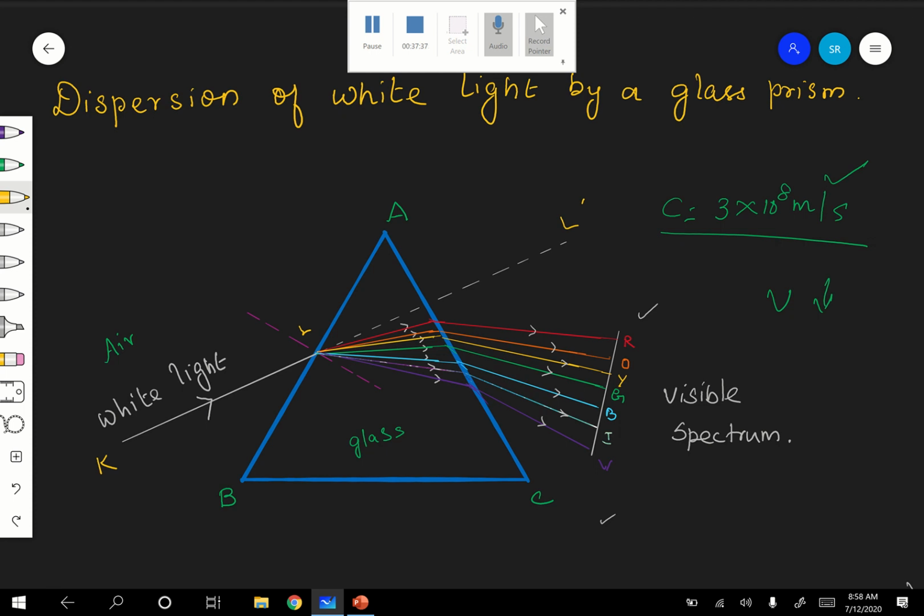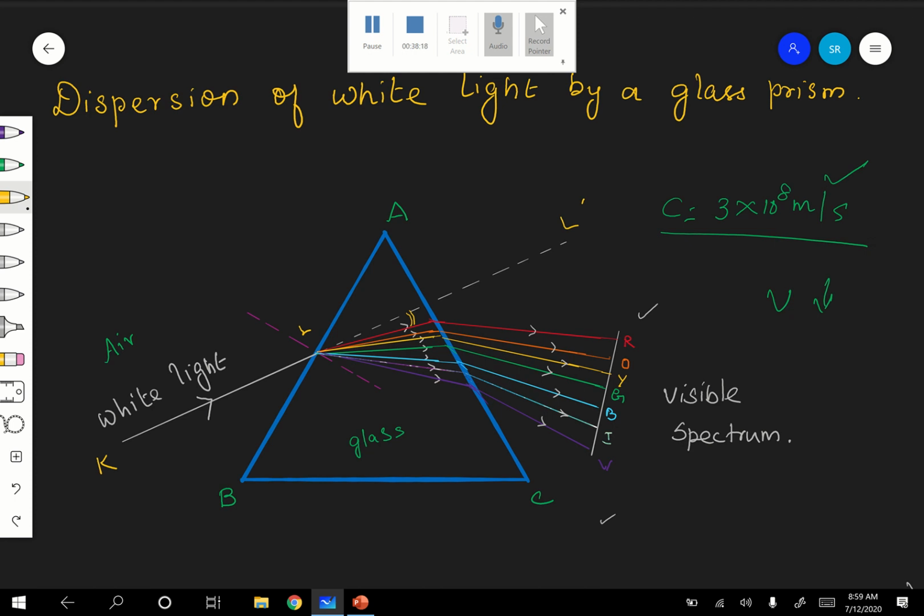But here red color suffers some deviation, because red color suffers very little decrease in the speed. And next one is orange. Next more is yellow. Then the one suffering maximum decrease in the speed is violet. Are you following? So red suffers minimum decrease, therefore it is deviated a little only. You see the deviation of red. This is the deviation for red color.